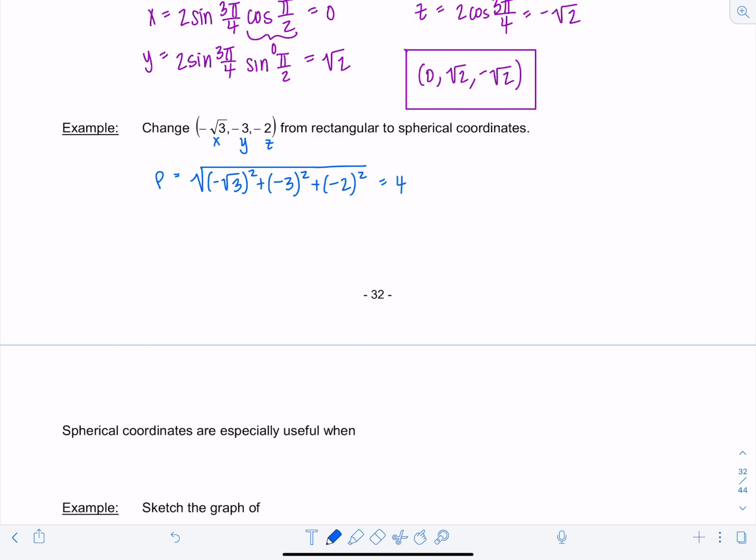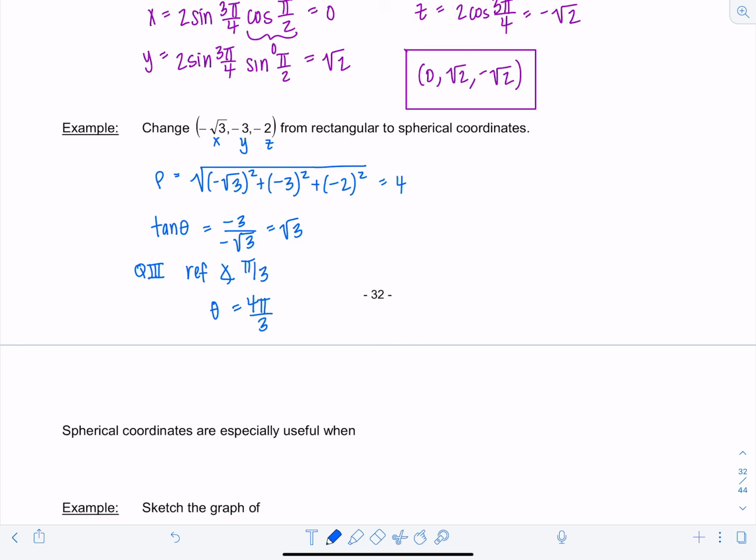Let's get theta. Theta is easy to get because I know tangent of theta is equal to y over x, right? That's not going to change. So I have negative 3 over negative √3, which reduces to just √3. Now let's think here, if we were just in the xy plane, both x and y are negative, which means we would be in quadrant 3. So we have a π/3 reference angle since tangent's √3, but my actual theta is going to equal 4π/3 since I need it to be in the third quadrant in the xy plane.